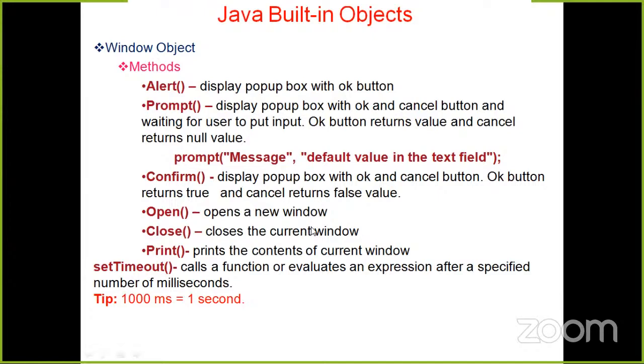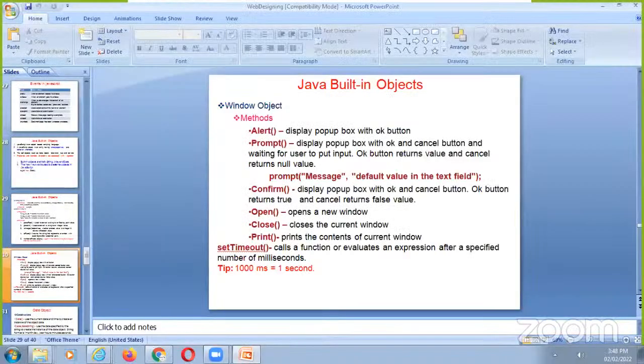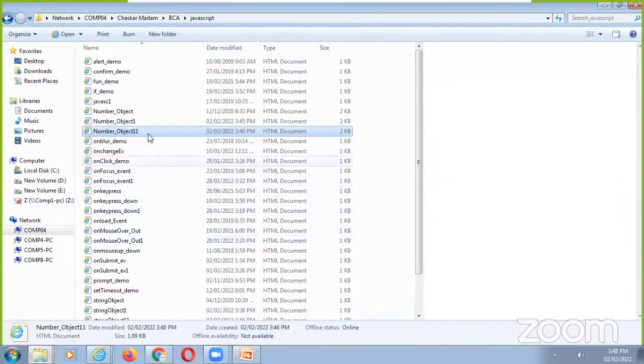Now open is used to open a new window. Close is used to close the current window. That is the most important. We will learn these methods with examples. Okay.